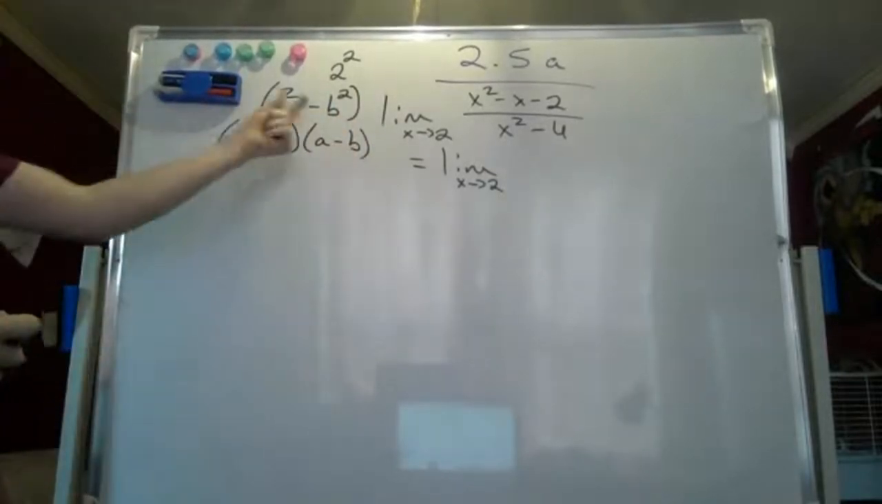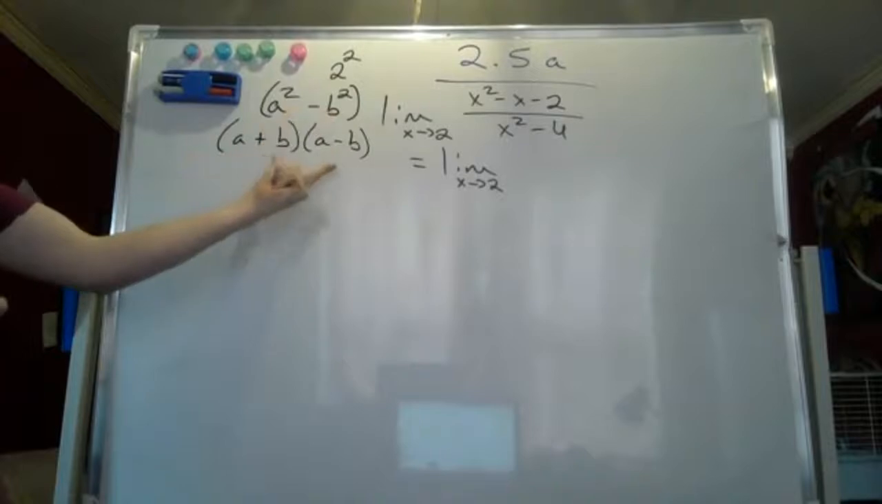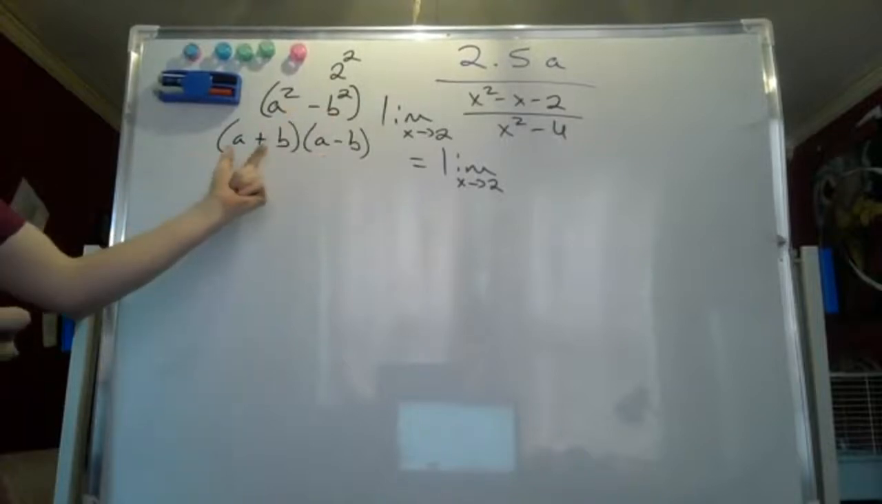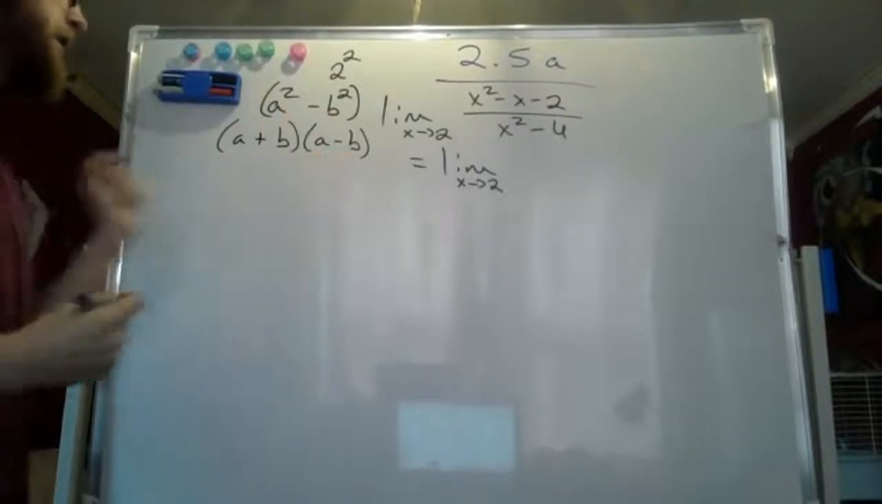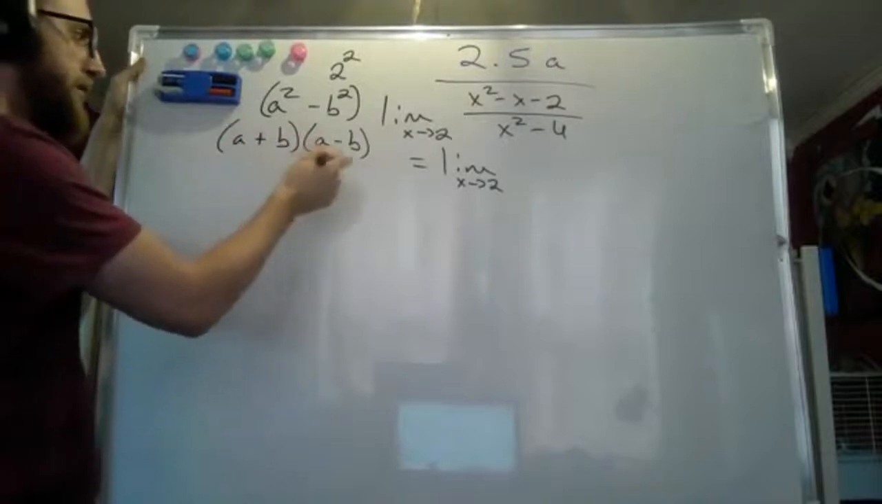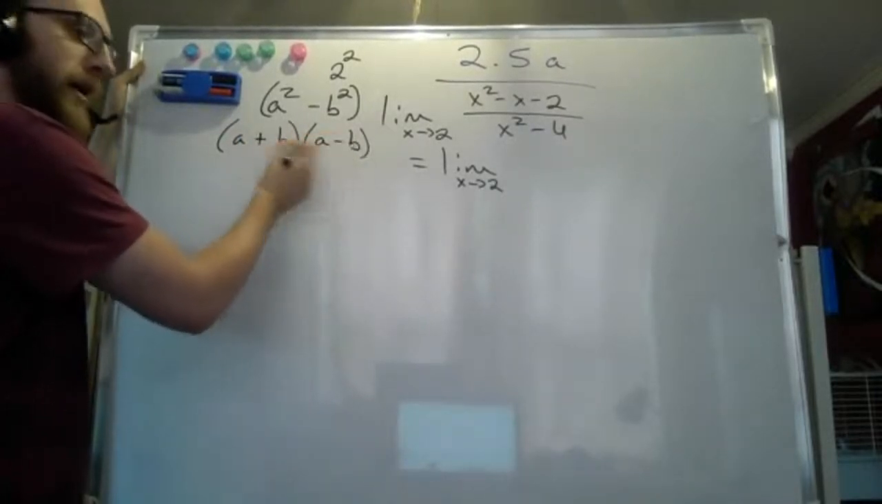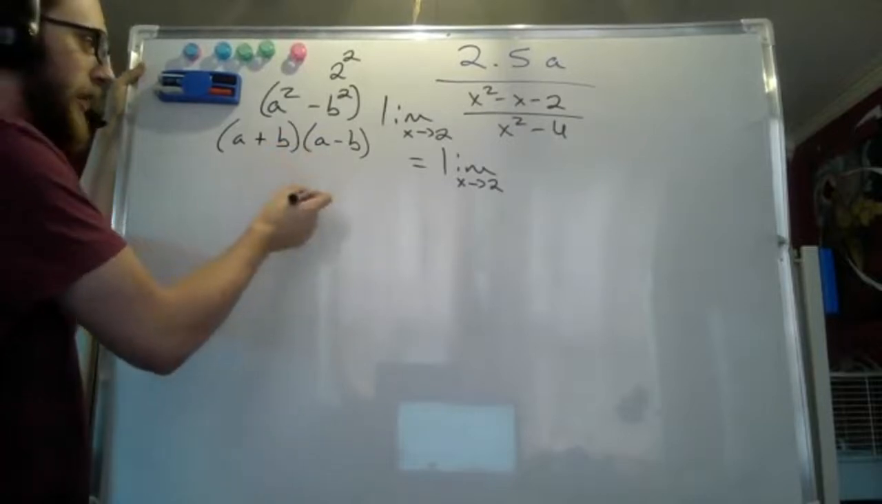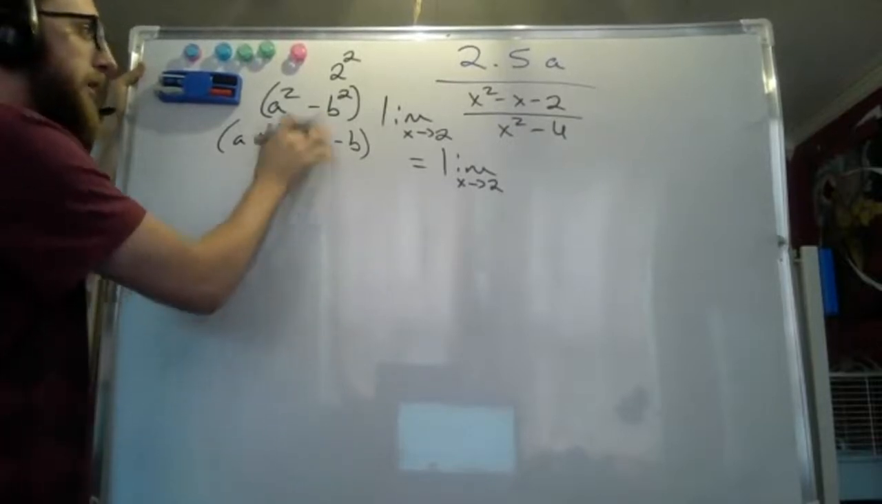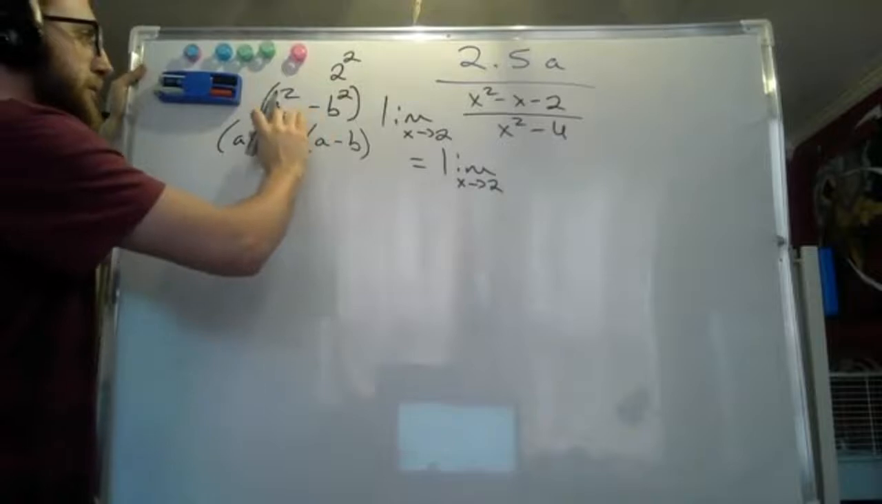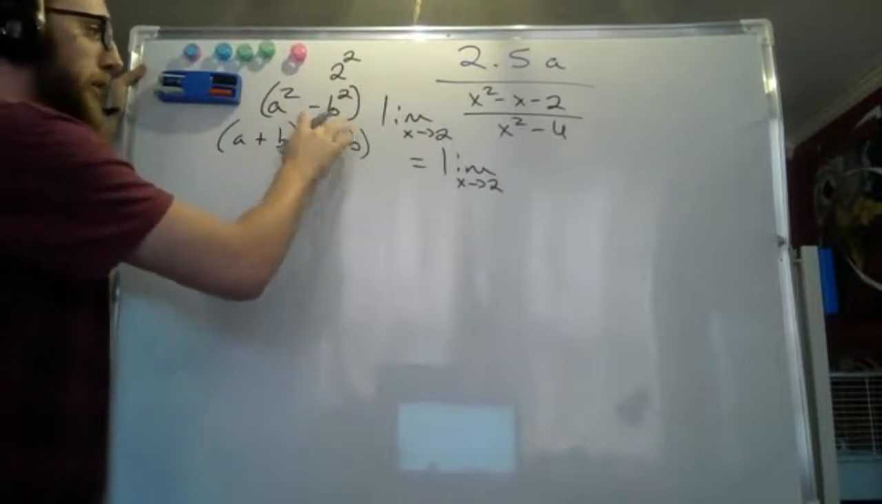You can always factor a squared minus b squared like this: a plus b times a minus b. And if you double check me and multiply this out, the middle terms that you would normally get when you multiply two binomials are going to cancel out. So this is a nifty trick to keep in mind when you're looking at something squared minus something squared.